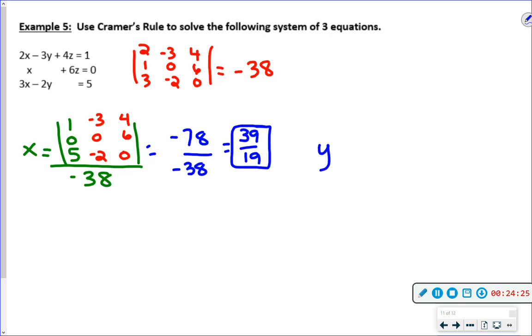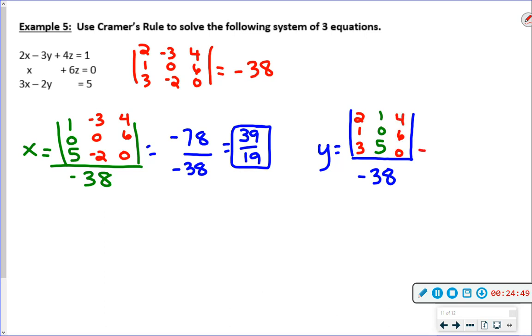So of course we're over -38. So this time, the numbers that you equal on the equation, 1, 0, 5, go in the middle, the y column. The x's are going to stay. X was 2, 1, 3. And the z's stay, 4, 6, 0.